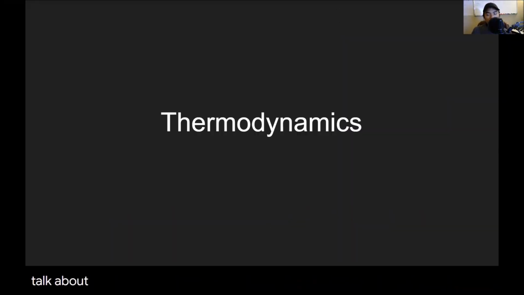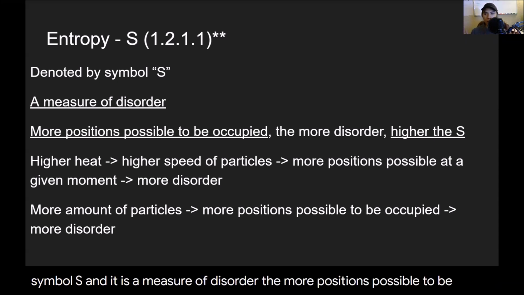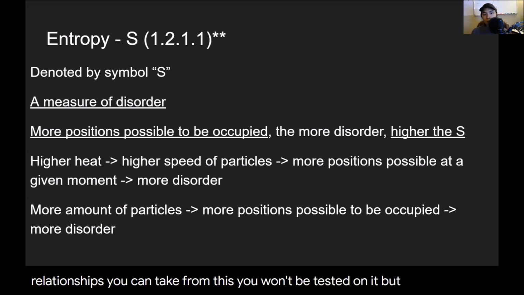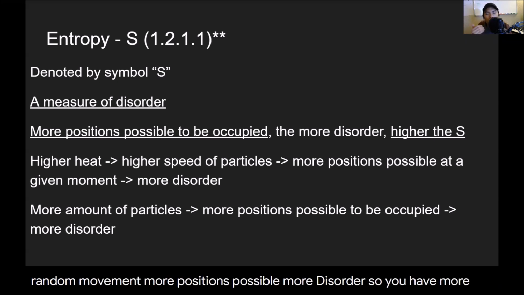So let's talk about thermodynamics. We'll start with entropy. Entropy is denoted by the symbol S, and it is a measure of disorder. The more positions possible to be occupied, the more disorder, the higher the S. So there are a couple of relationships you can take from this. You won't be tested on it, but if you have a higher heat, you have higher speeds of particles, which means there's more random movement, more positions possible, more disorder. So you have more S.